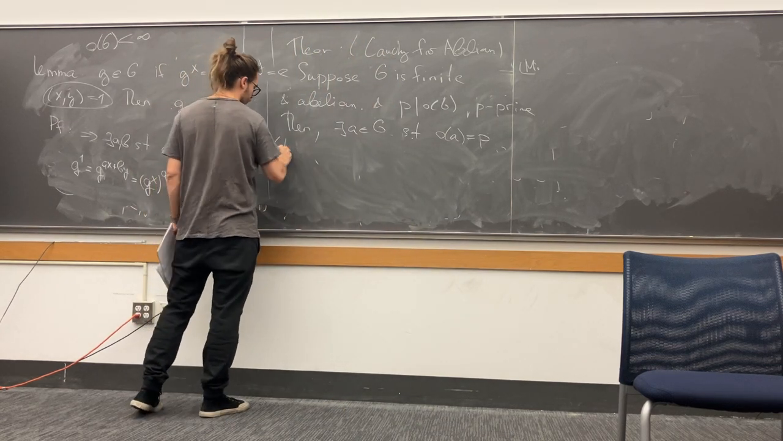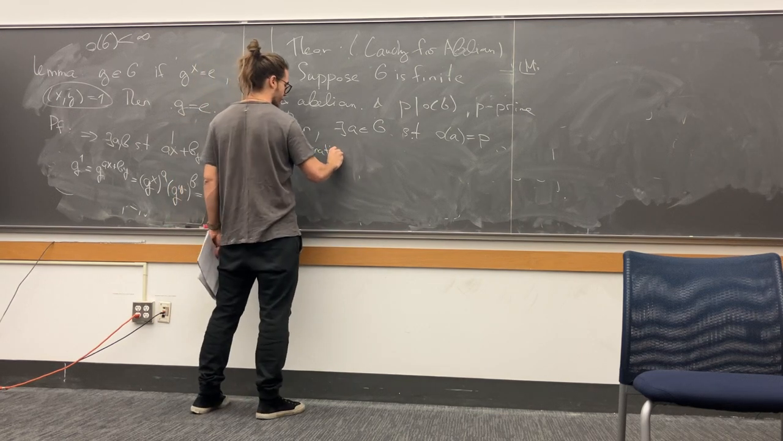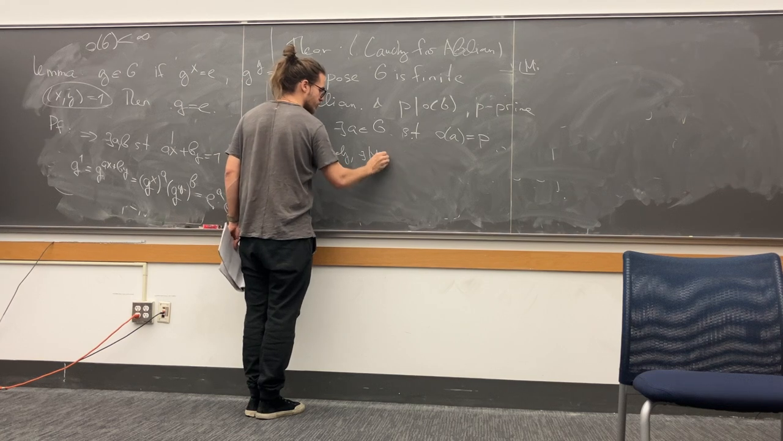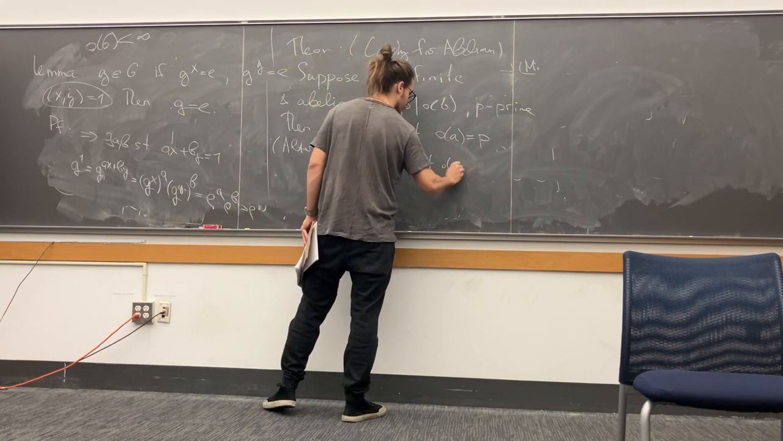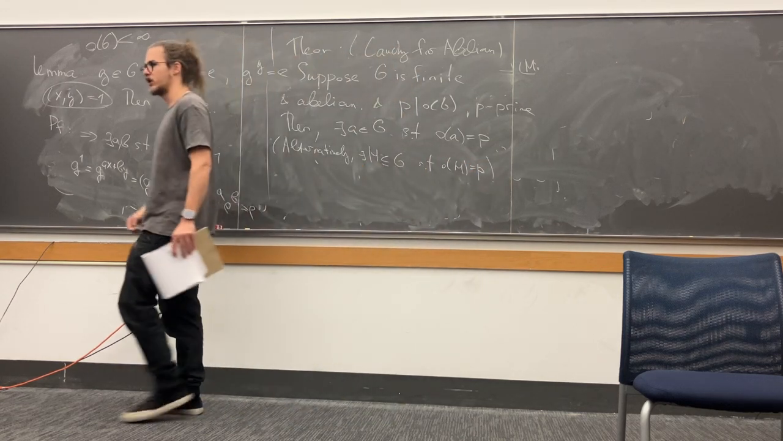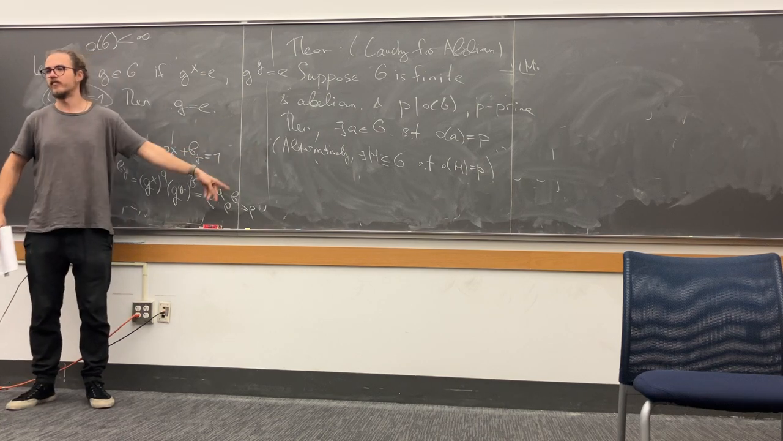Or you can say alternatively, there exists a subgroup in G such that the order of this subgroup is p. Okay? And these two statements are the same, right? Why are they the same?